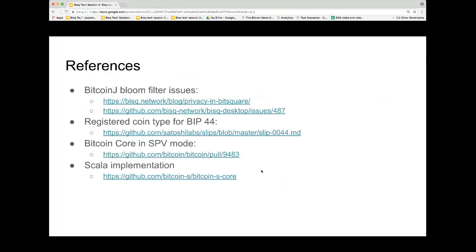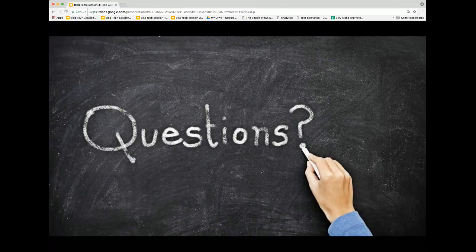We changed the problem, so we have a little bit more of a trust or centralization problem, which is, in my opinion, more a theoretical problem at the moment than the very practical privacy problem. But anyway, yeah. Then, this page where you register the coin type for BIP44, the SPV mode of Bitcoin Core, and the Scala implementation. Here, are there any questions?